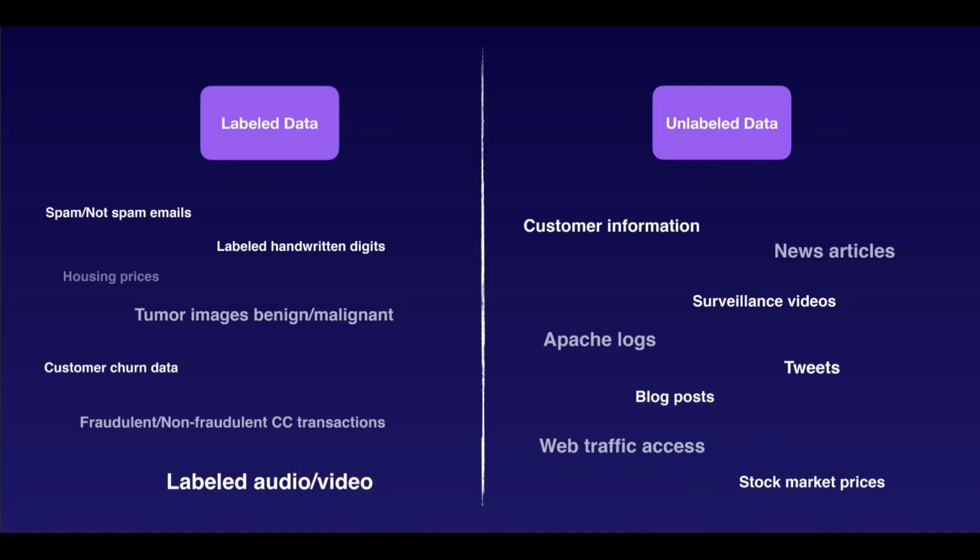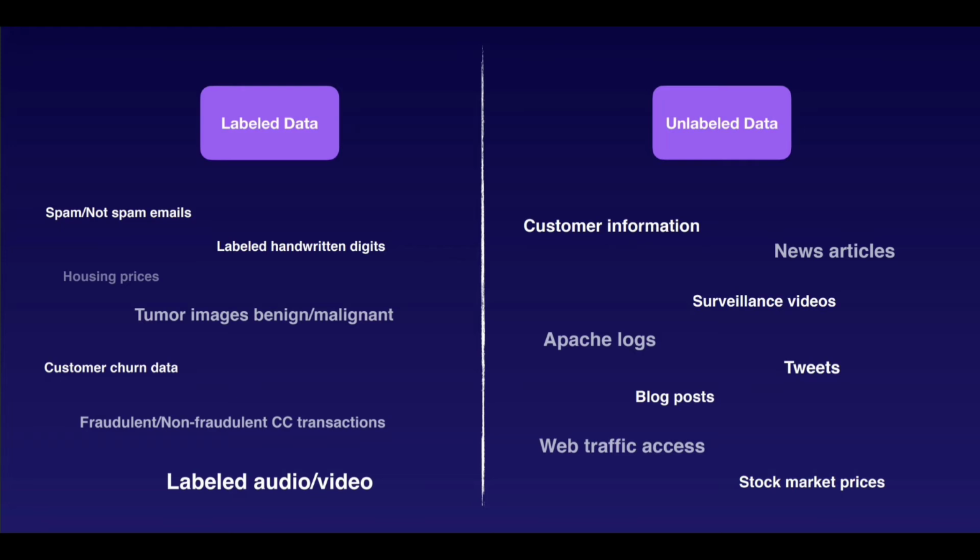Now, some examples of unlabeled data would be things like just general customer information, things like news articles, general surveillance video captured, things like log files on a server. We saw that general tweets or social media streams can be unlabeled data. Things like blog posts and web traffic accesses, as in who accessed the website and what did they click on, and things like stock market prices. All of this unlabeled data is just general data collected without a target attribute associated with it, or a label associated with it.